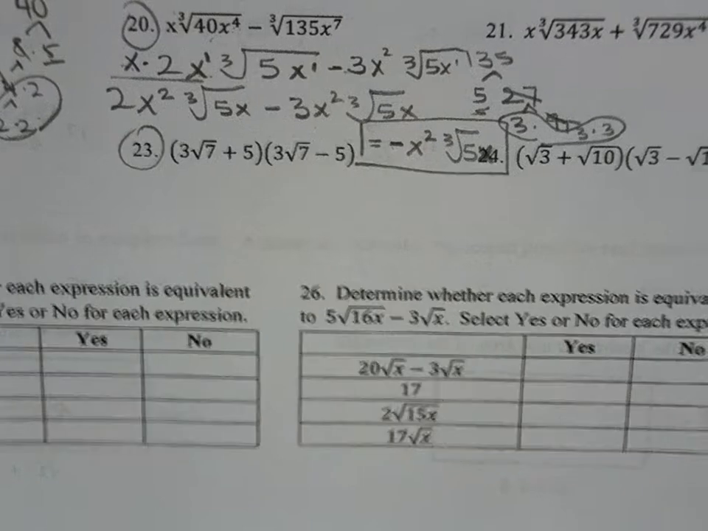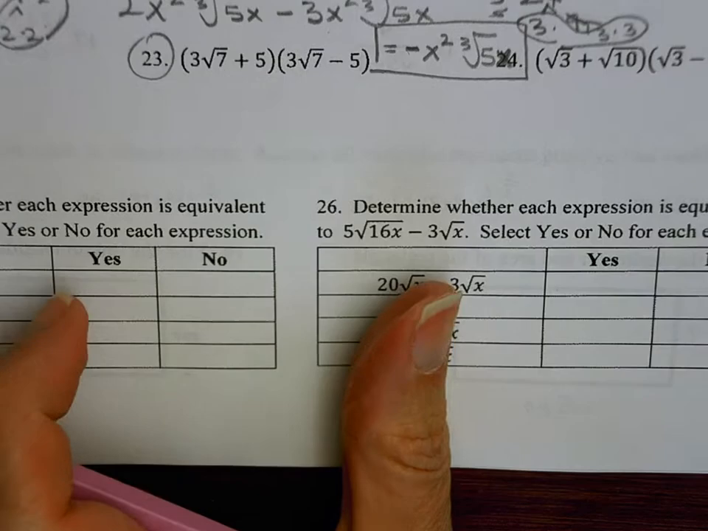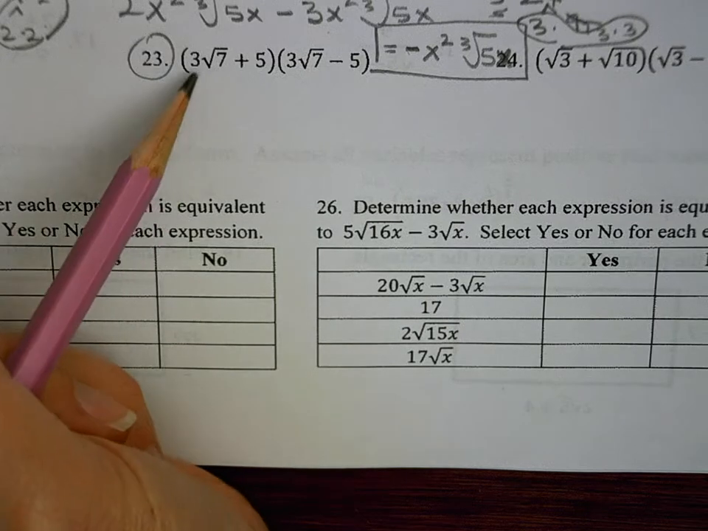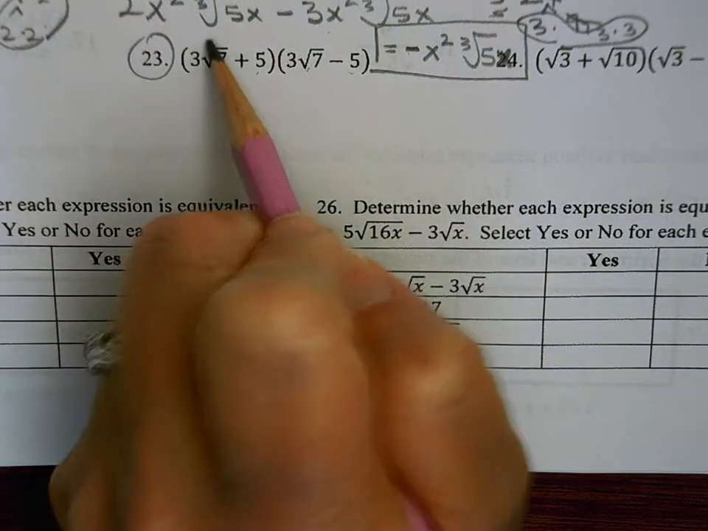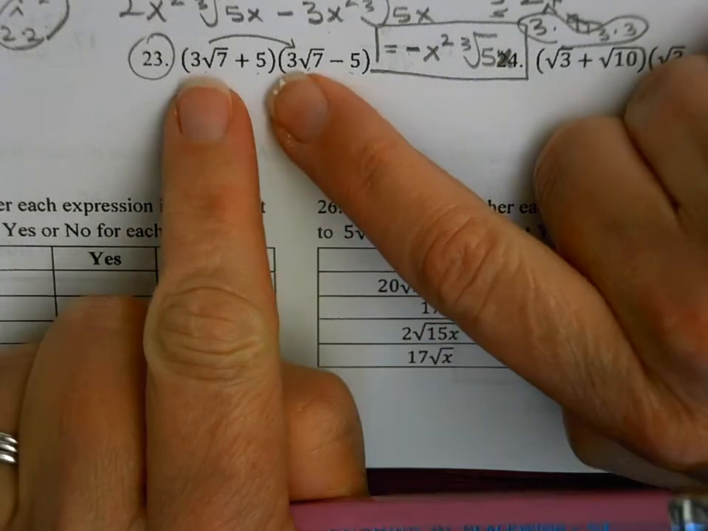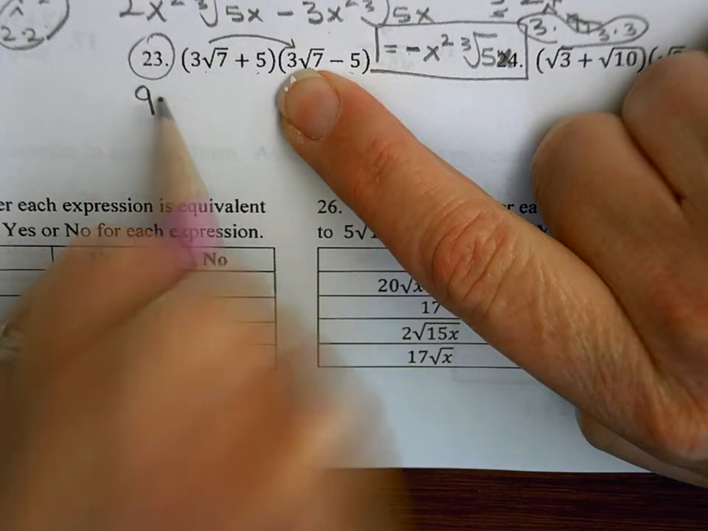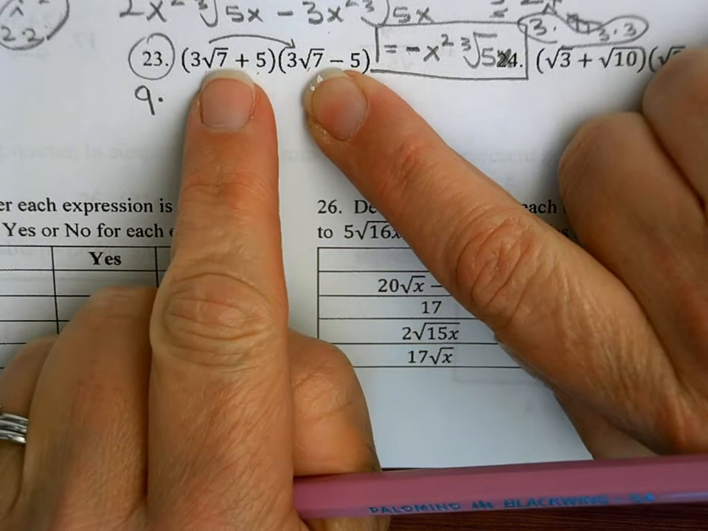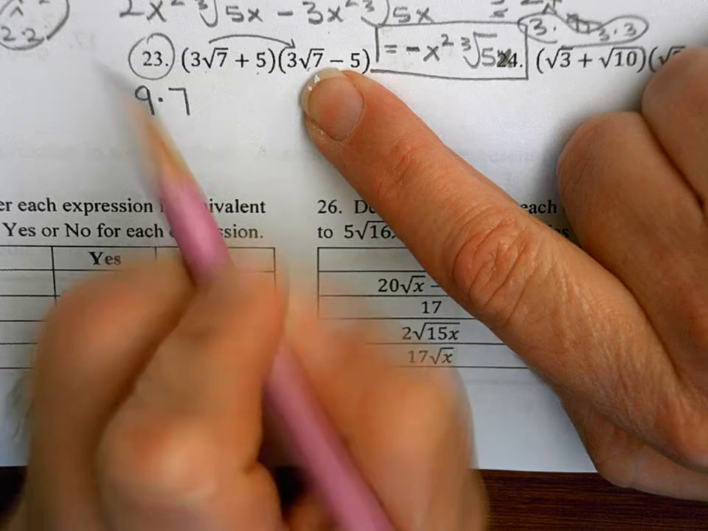And let's do one more, last one, 23. So here I'm going to just use distributive property. So I'm going to multiply this to both of these and this one to both of those. And so the 3 root 7 over here, so you multiply the rational part together, so 3 times 3 is 9. And then the square root of 7 times itself is just 7, right? That's the square root of 49, which is 7.